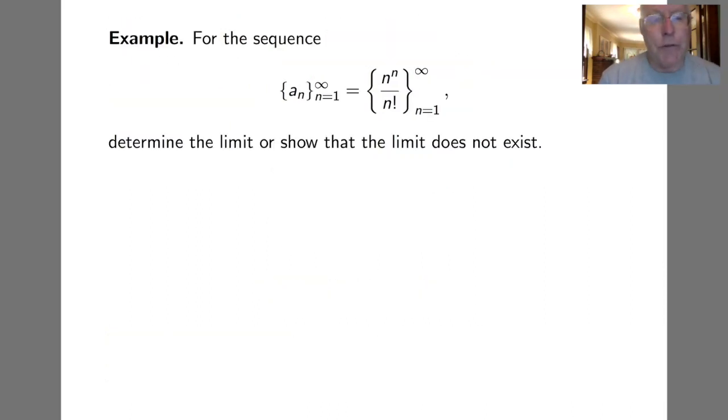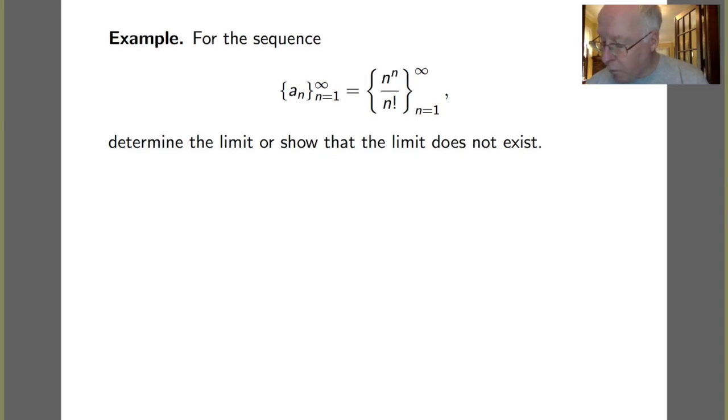Next, take a look at the sequence a sub n, n runs from 1 to infinity, defined by a sub n equals n to the nth over n factorial. We'll determine this limit or show that it does not exist. So once again, what does this all mean? For example, we're going to let n equal 1, 2, 3, etc. And then we're concerned with the values of n to the n over n factorial.